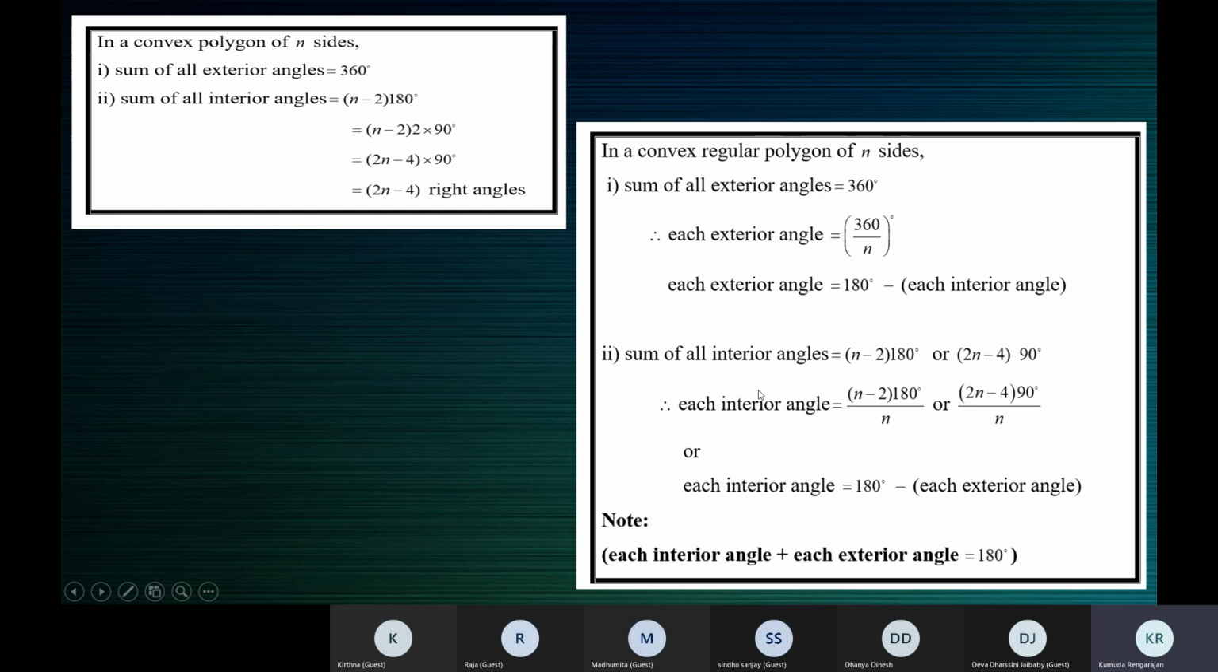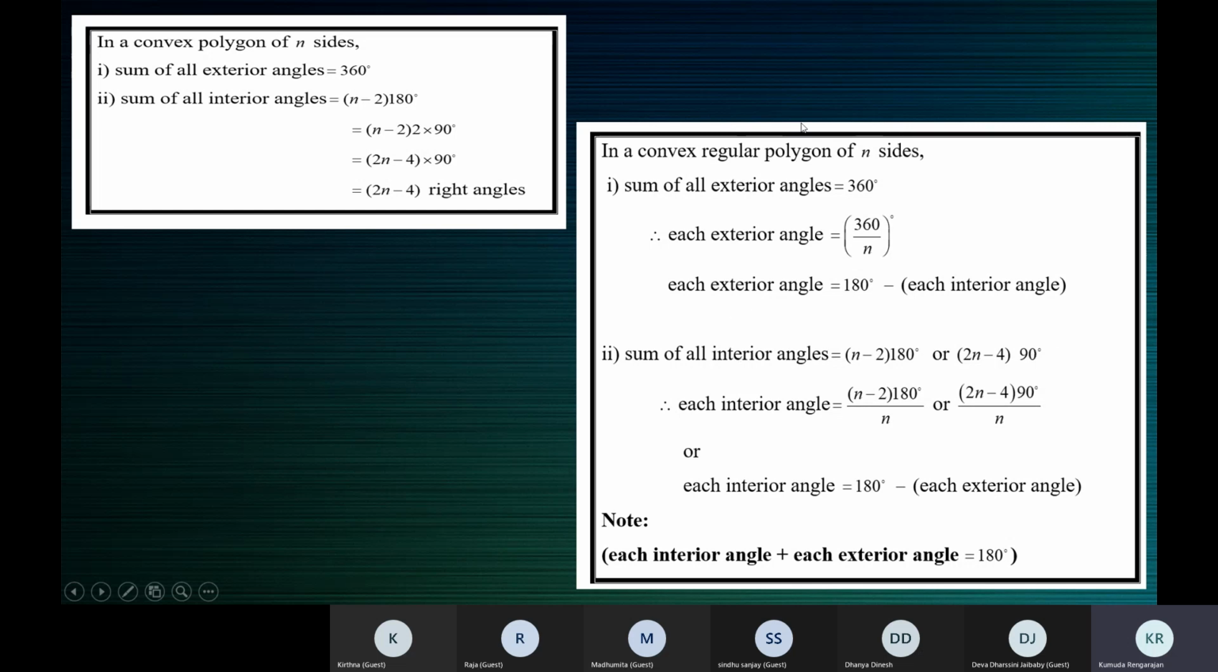Now coming to the sum of all the interior angles, we know it is (n minus 2) into 180 or (2n minus 4) into 90. We know this. Sum of all the interior angles. Even if it's a regular polygon, the sum will not be different. It is the same. (n minus 2) into 180 or (2n minus 4) into 90. This is the total of all the interior angles.